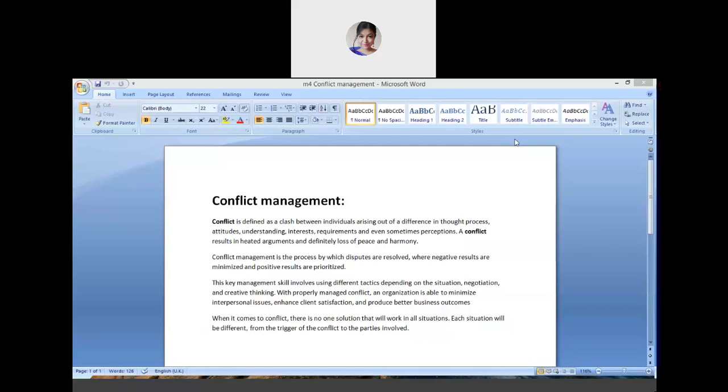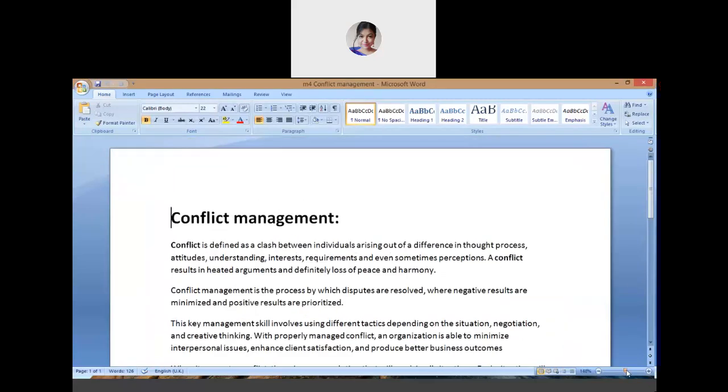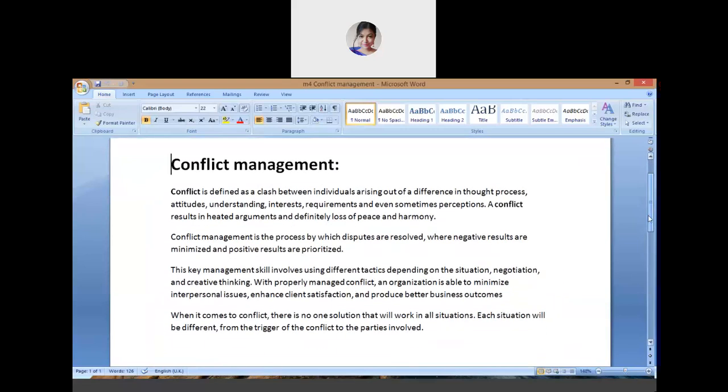The process by which all the disputes are resolved or all the problems are solved, and which helps us to figure out a solution, that is known as conflict management. So whenever there is a conflict, whenever there is a serious disagreement, or whenever there is any kind of argument, we should try to resolve that particular problem, and that's what conflict management is.